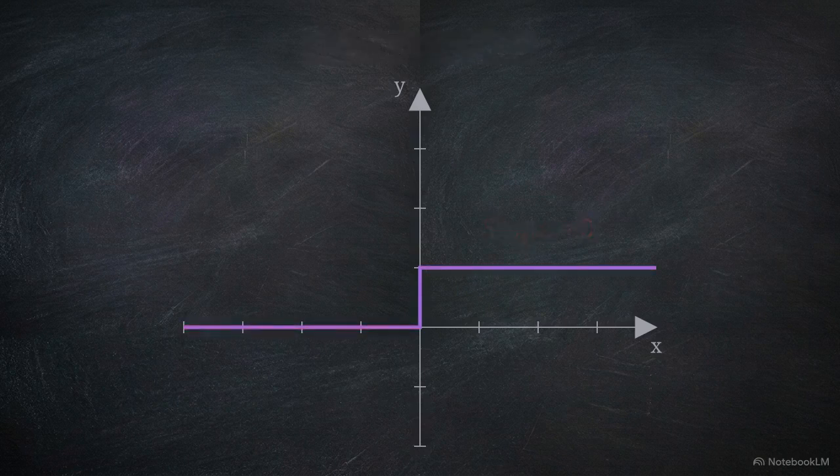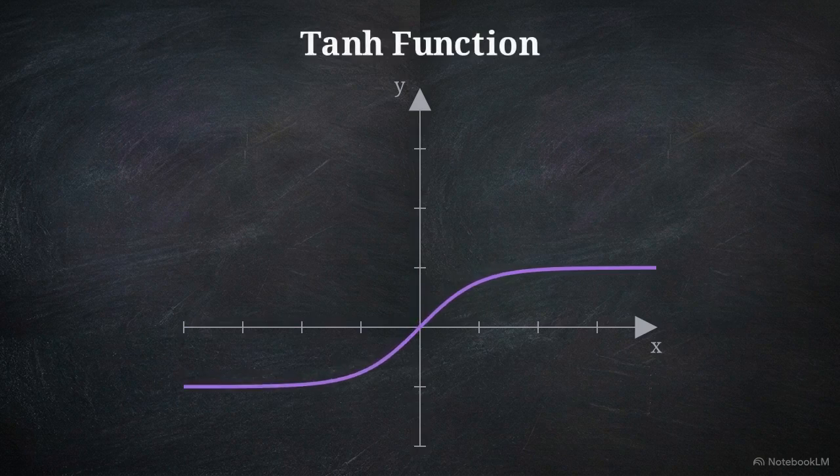To fix this, researchers used the tanh function's smooth S-curve. Yet tanh suffers from gradient saturation. At extreme values, the S-curve flattens out, causing the training signal to vanish.